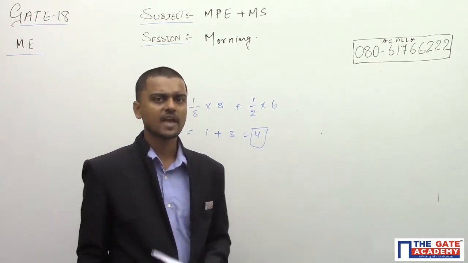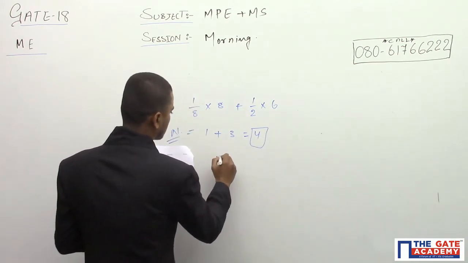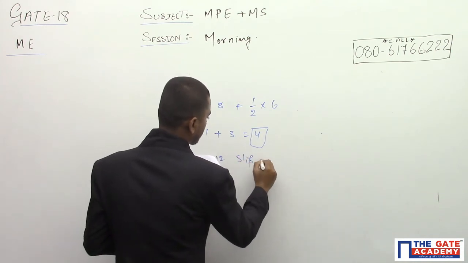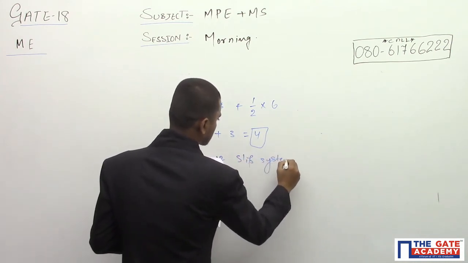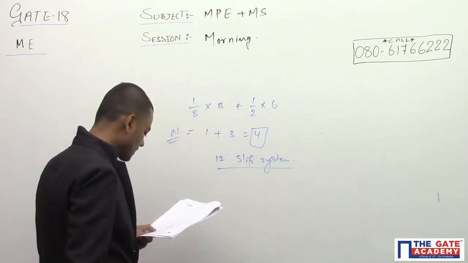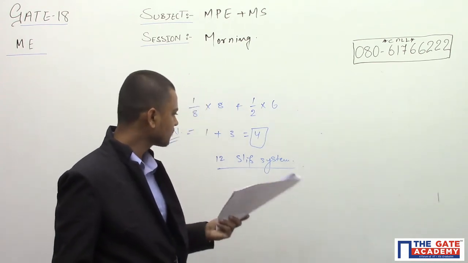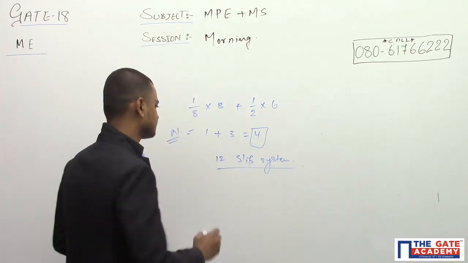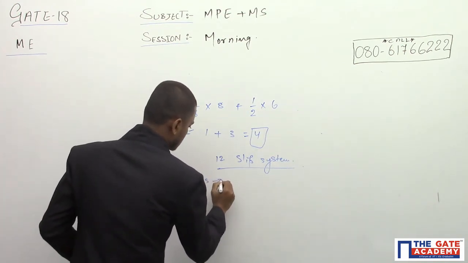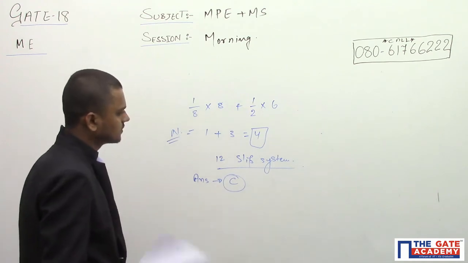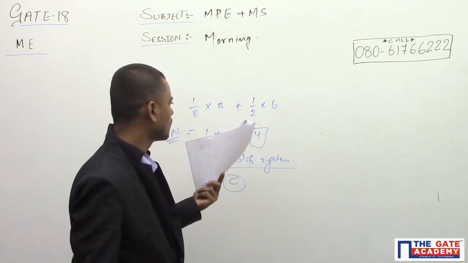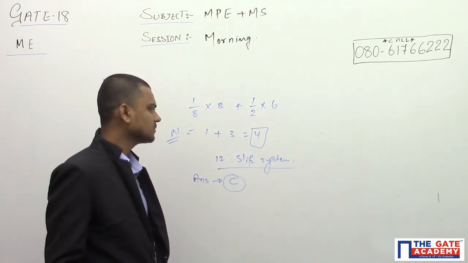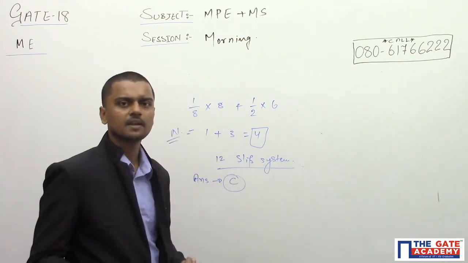And in FCC we have 12 slip systems. So the number of slip systems in FCC is 12. So the option will be C. That is 4. We have 4 atoms and 12 slip systems in FCC.